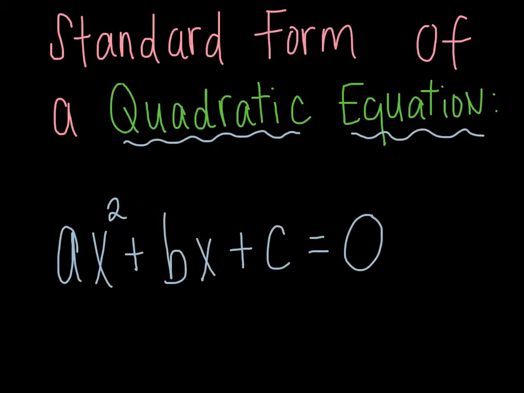Before you use the quadratic formula, you've got to make sure that your quadratic equation is in standard form. Standard form is ax squared plus bx plus c equals 0. If you have the equals 0, then you are in standard form.